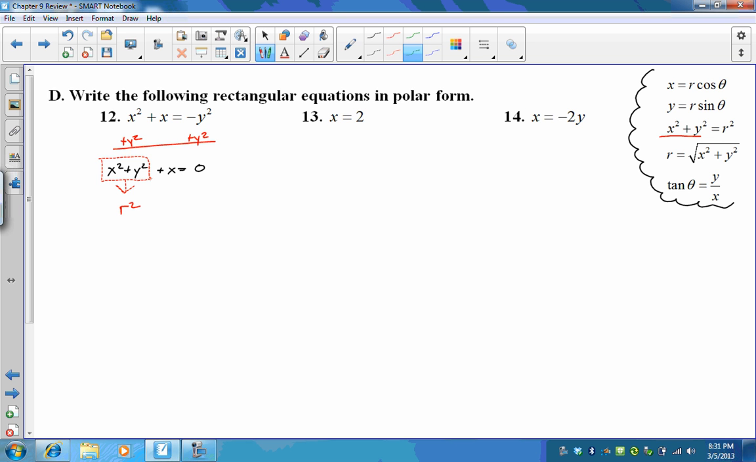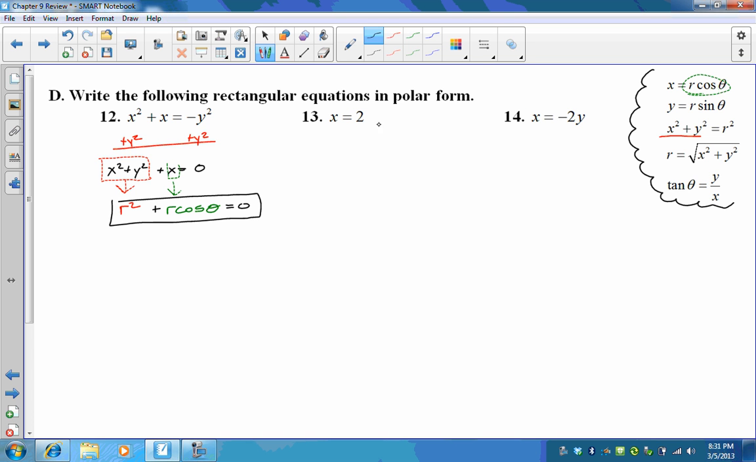And then all I have left is this x, and I can take out x because x is equal to r cosine theta. So I'll take out x and I'll plug in r cosine theta. Adding those two things, they equal 0, and that is where I am going to finish. So there's your equation. The next two are actually a lot easier than this.